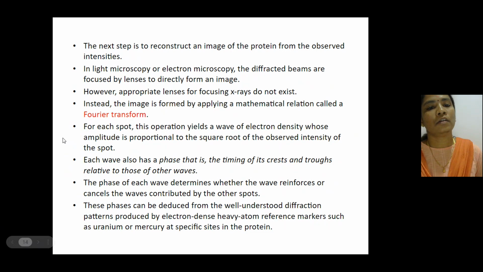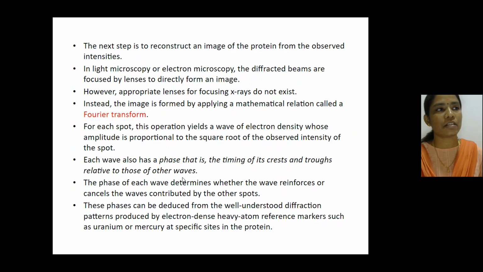Fourier transformation. For each spot, this operation yields a wave of electron density whose amplitude is proportional to the square root of the observed intensity of the spot. Each wave also has a phase, that is, the timing of its crests and troughs relative to other waves. Each atom, based on how it reflects on the diffraction film, will produce some crest and trough, like a peak. So based on how the patterns are distributed, you will have all of these.